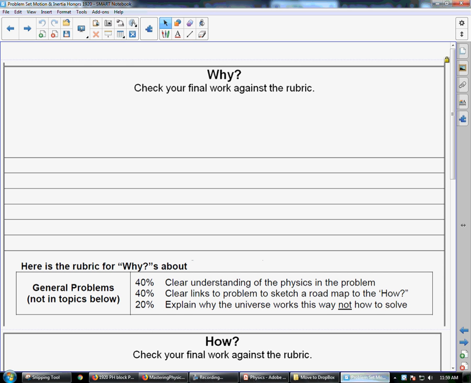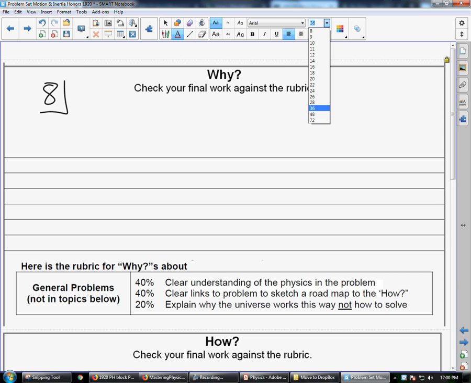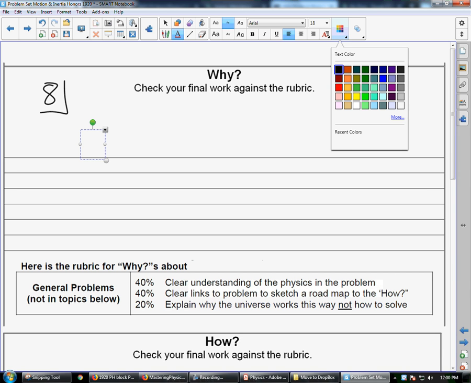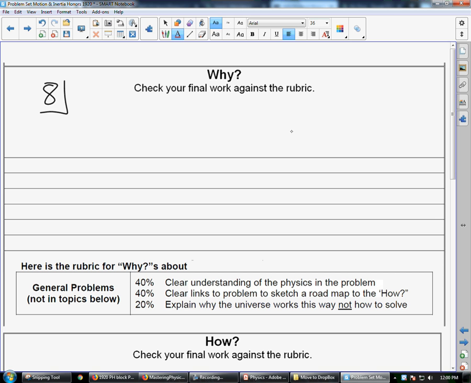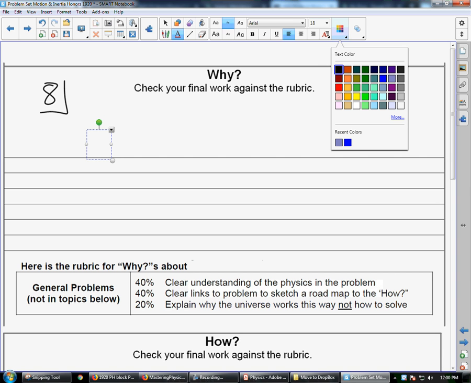So I'm going here, and this is number 8. Anybody have a favorite color of text? Blue. Blue, I heard first. White. Why isn't this whole 18? Blue. Alright.